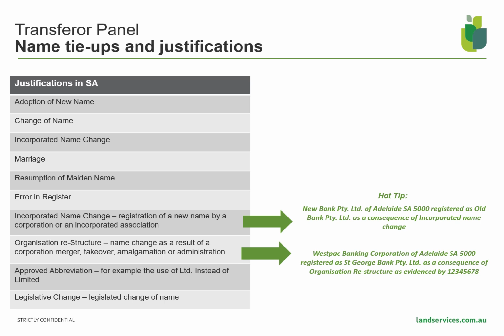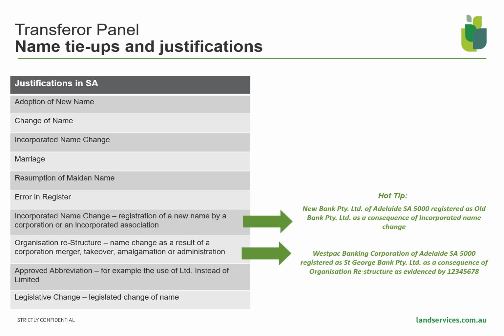The transferor details are populated from the title. However, if one of the parties' names have changed, a name tie-up and justification must be included. For an individual as transferor, the new or correct name, how they are registered, and the reason for the change must be referenced, for example, as a consequence of marriage or resumption of maiden name. Where applicable, evidence of this change must be retained in your file for the prescribed period.